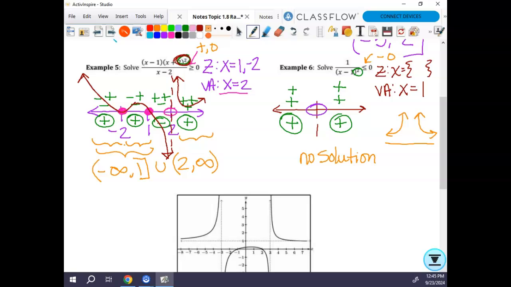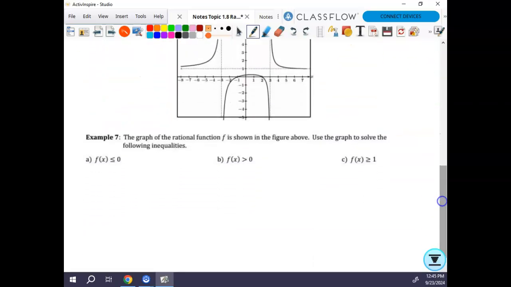All right, so we also have to be able to do this from a graph, which is actually easier, but sometimes, again, y'all overanalyze things and then weird stuff happens. All right, so I want the function to be less than or equal to 0. That means when it's negative or 0, and that means when it's below the x-axis, right? So when does this function begin to be negative?